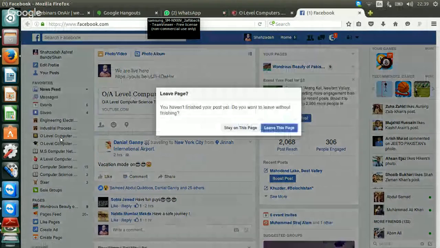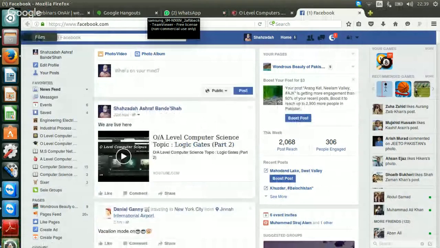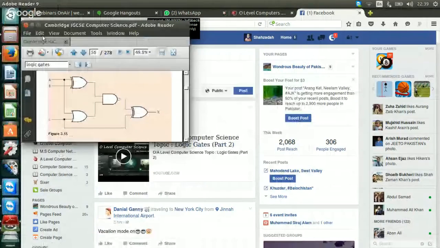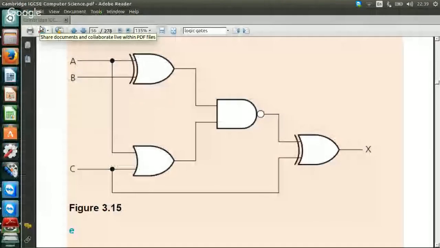So we were going to look into the book, just like we did last time. This is your O-level science book. Basically the logic gate topic is almost the same in O and A levels both. So any students, even if they are doing AS or A2, can refer to this lecture as well.